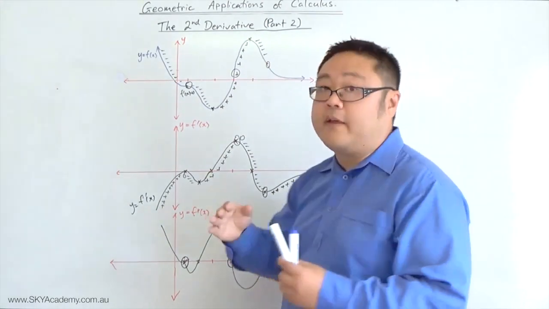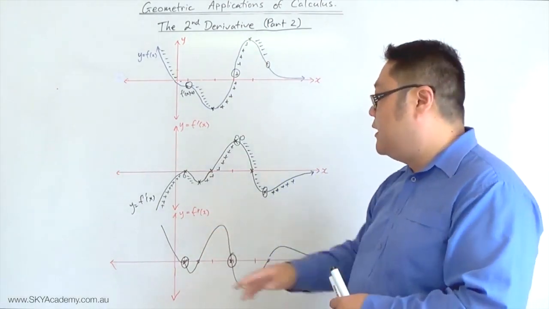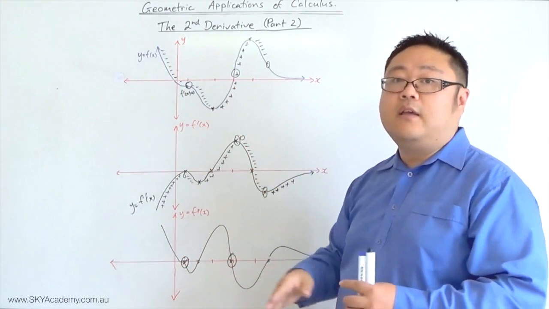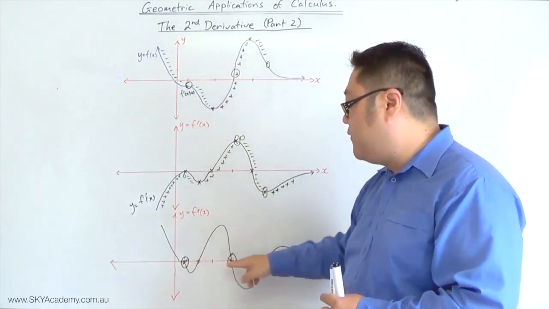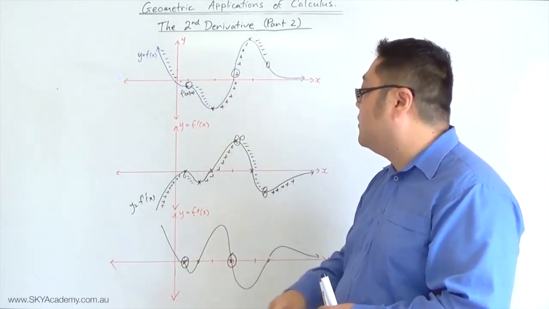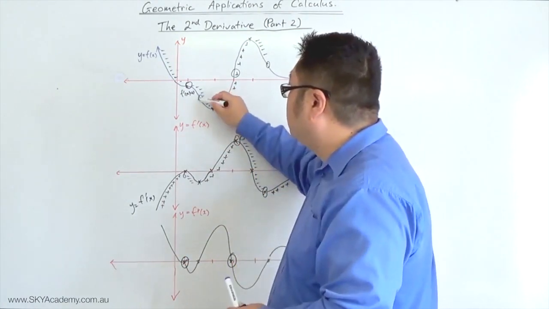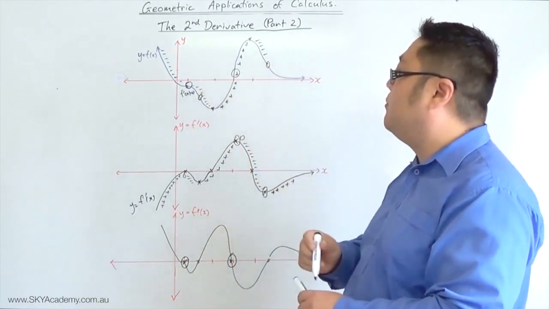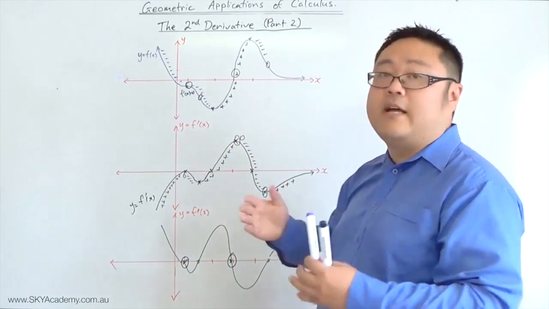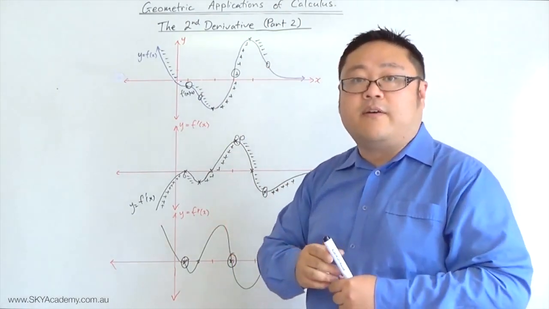And the key thing that I want you to notice is that concavity is changing where f double dash equals 0. So there's also another point of inflection there. So these are the points of inflection, and that's what's going on in this graph.